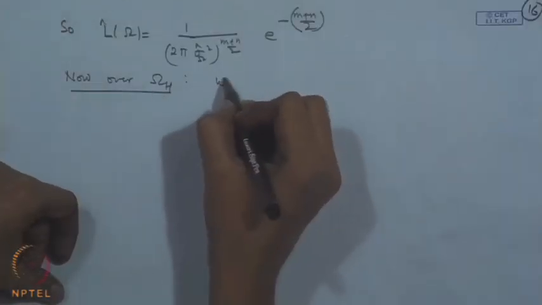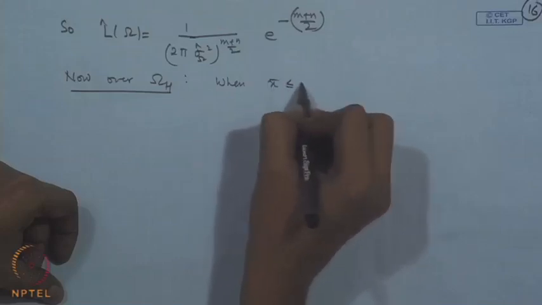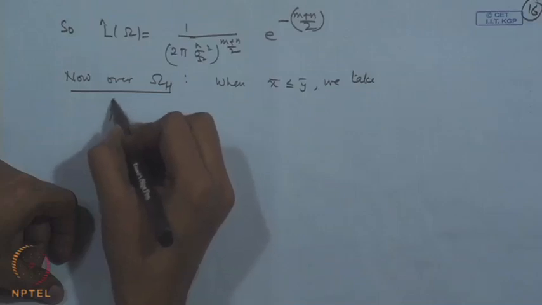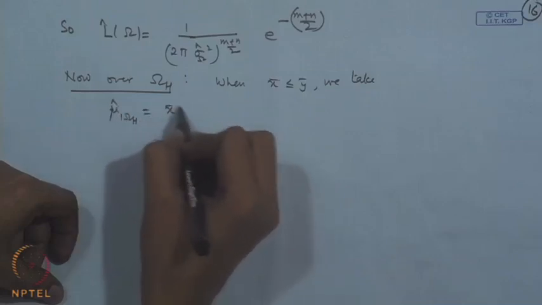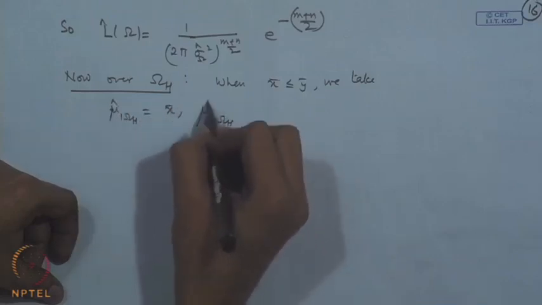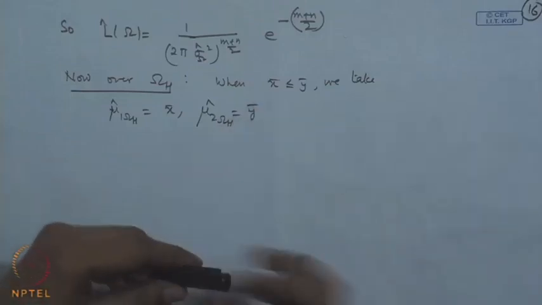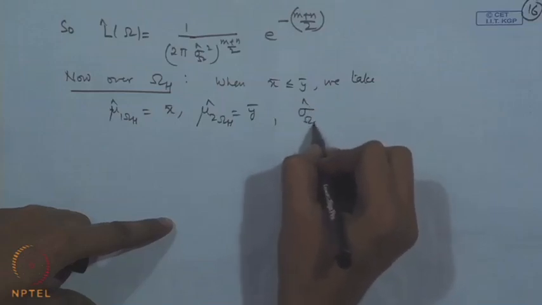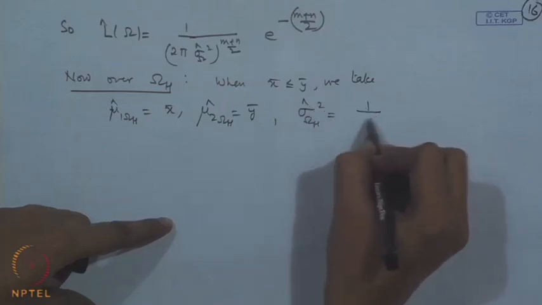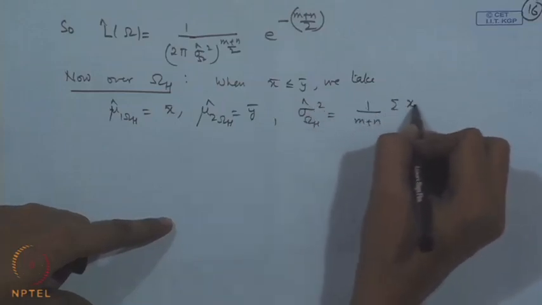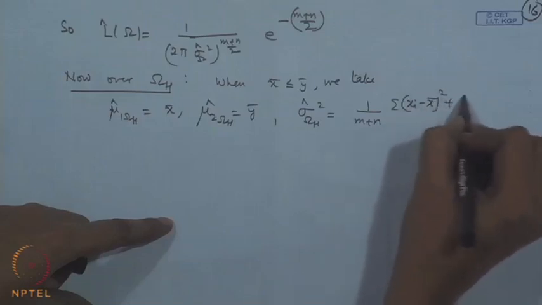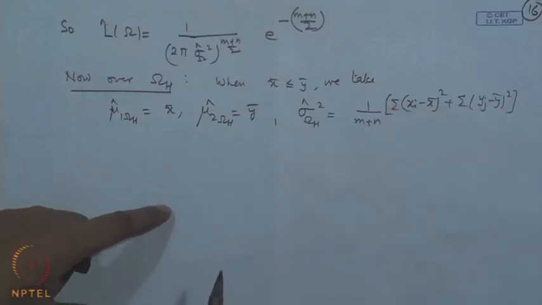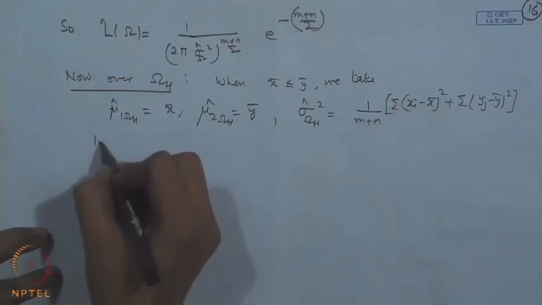So, when x bar is less than or equal to y bar, we take mu 1 omega h head equal to x bar, mu 2 omega h head equal to y bar, and sigma omega h head square equal to 1 by m plus n times sigma x i minus x bar square plus sigma y j minus y bar square. There is no change.